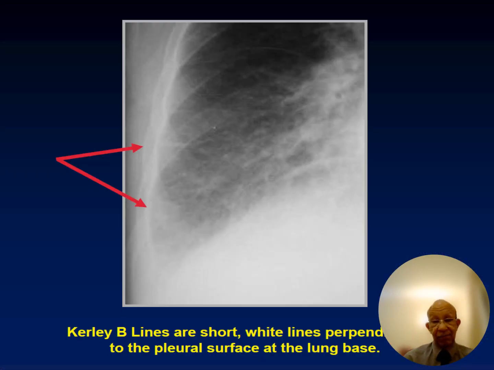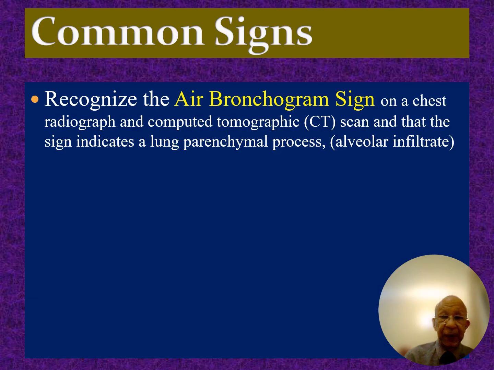Okay, now these are broken rules. The lung is whiter, not sharp, with a blunted costophrenic angle, and these are Kerley B lines, all going with pulmonary edema. Okay, now there are some important common signs that you should be able to recognize, like the air bronchogram sign on a chest radiograph or a CT scan.